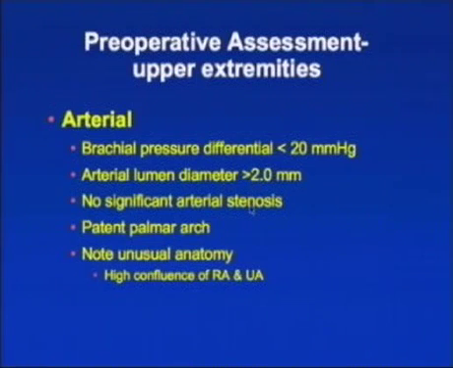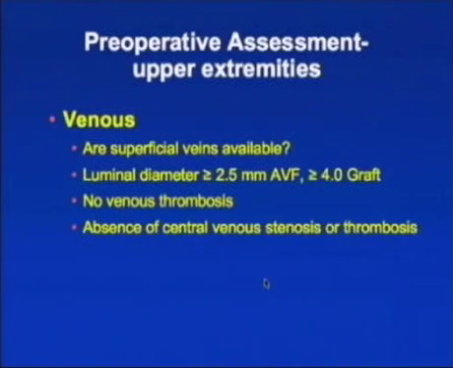There should be no significant arterial stenosis through the brachial and the radial or ulnar sections. And also, the palmar arch should be patent as well. We'll come back and review the evaluation for this part of the anatomy in just a moment. Also, it's important to note any unusual anatomy. For instance, if there's a high confluence of the radial artery and the ulnar artery, this should be noted, and it's helpful preoperatively. As far as the venous evaluation, we determine whether the superficial veins are available.